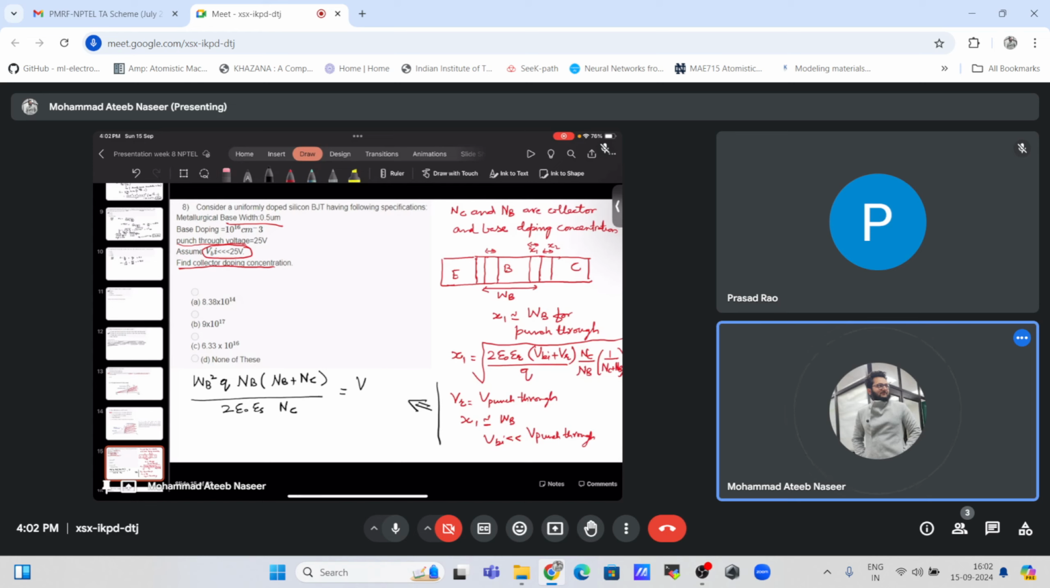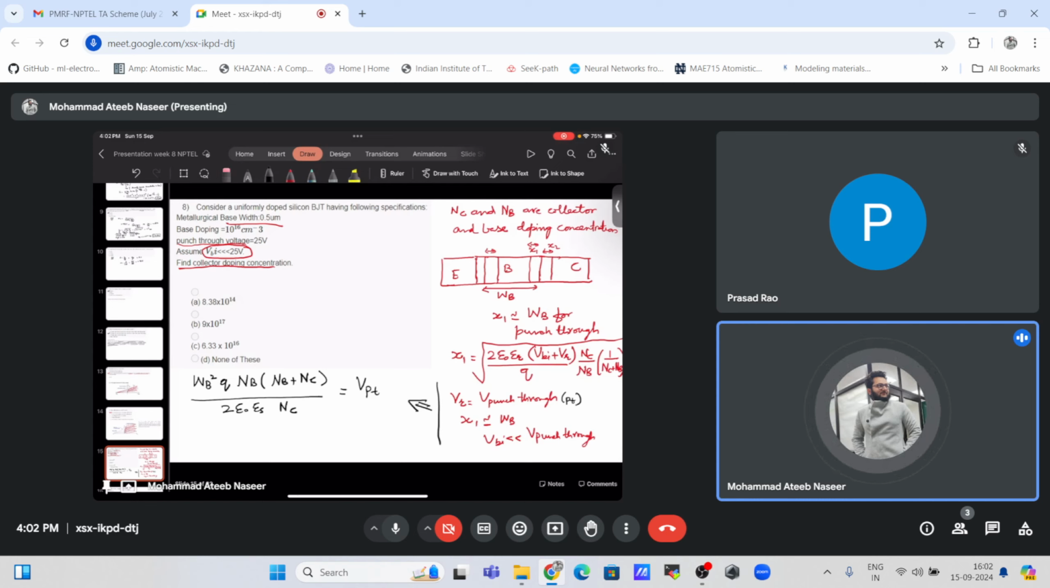Sorry, this will be our punch through voltage. It will be our VR, and VR is V punch through, VPT. Let me write it as PT. So we need to solve for these things, and let us solve for this.